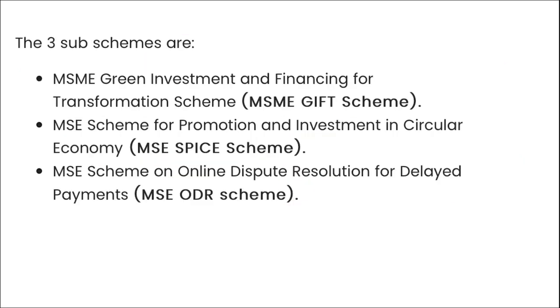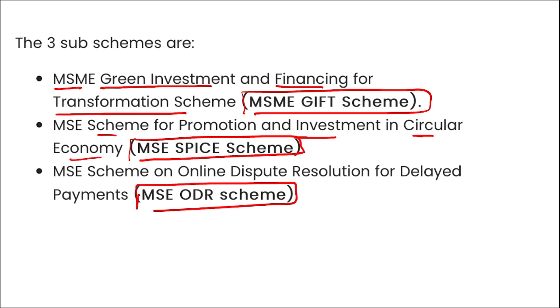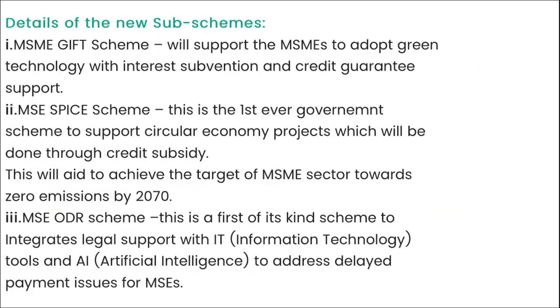Correct. Now, if we talk about the three schemes that were launched, the first is the MSME Green Investment and Financing for Transformation Scheme, that is the MSME GIFT Scheme. Second is the MSME SPICE Scheme, that is the MSME Scheme for Promotion and Investment in a Circular Economy. And third, the MSME ODR Scheme, that is the MSME Scheme on Online Dispute Resolution for Delayed Payments. These are the three sub schemes that you need to remember that were launched under the RAMP program.